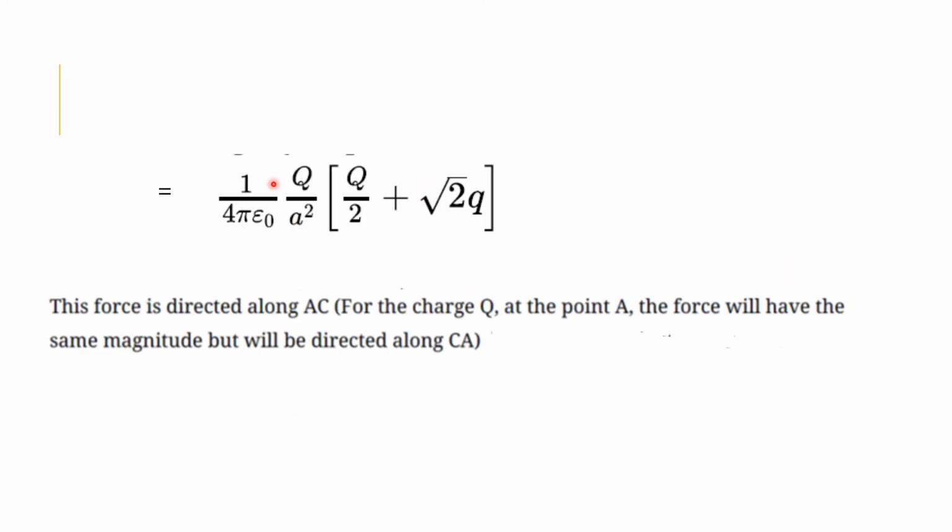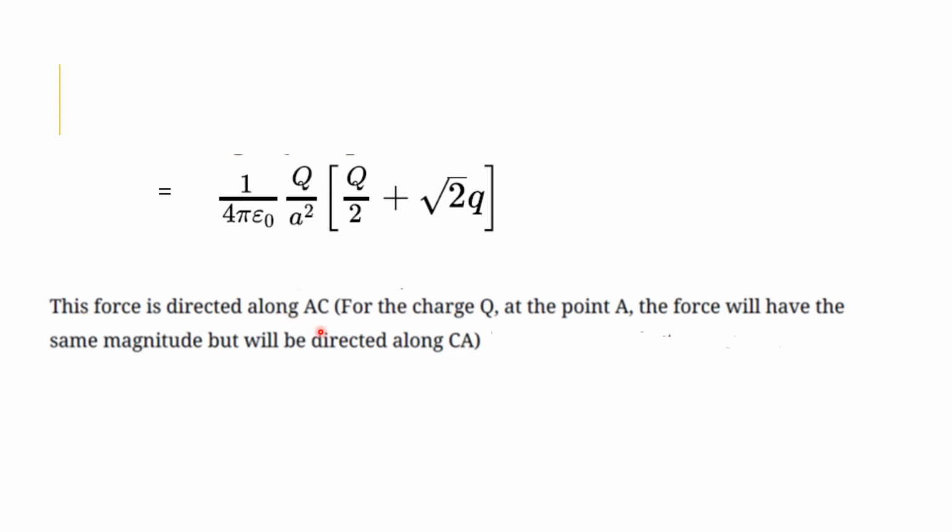So we'll get 1 by 4 pi epsilon naught q by a square taken as common. Inside the bracket, q by 2 will be there from one term and root 2q from the other term. So this is the final resultant force acting on charge q due to all the three charges kept at A, B and D. And the resultant force is acting along AC.